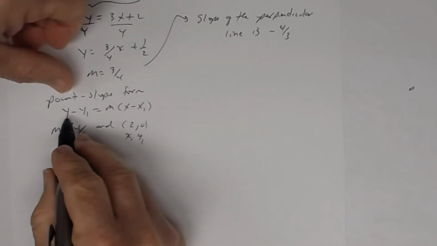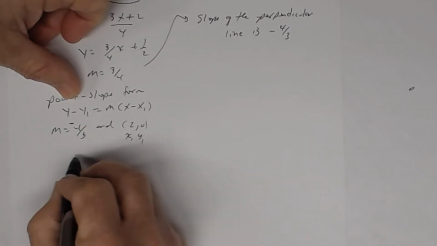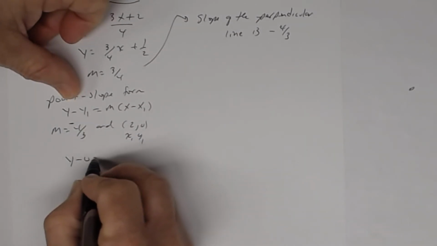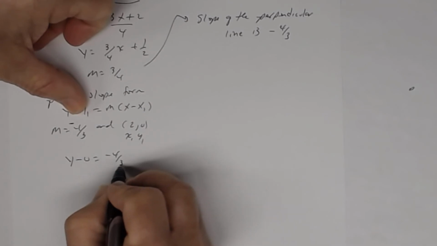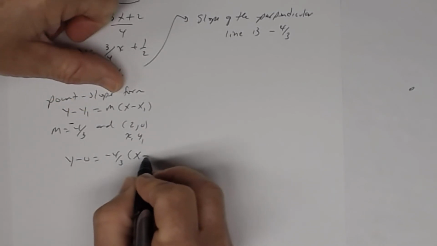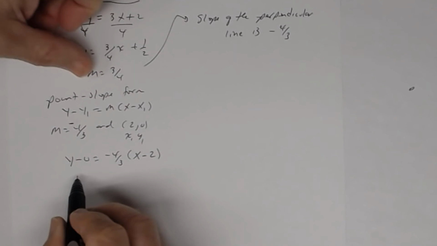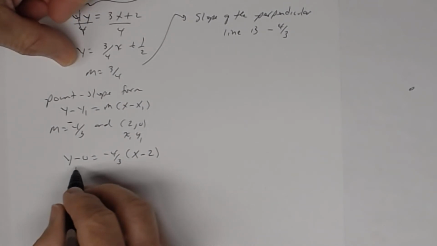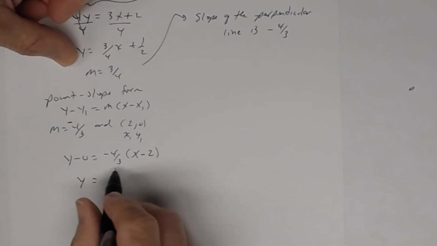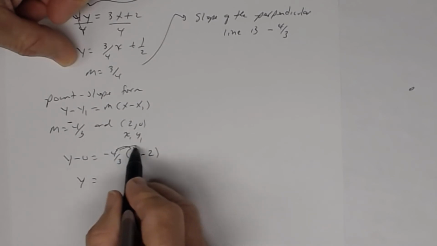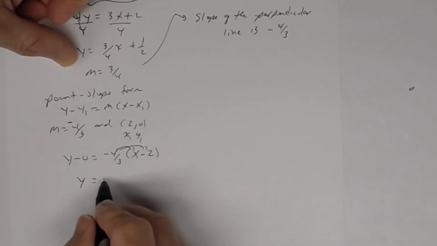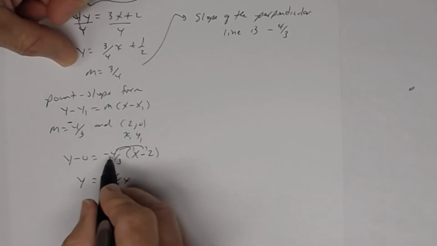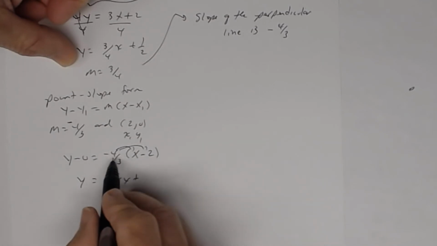So here's what we get. We get y minus y1, which is 0. So y minus 0 equals the slope, which is negative 4/3, times x minus 2. Well, y minus 0 is y, correct? And so all you do is distribute this. So you get negative 4/3 x. A negative times a negative is a positive.